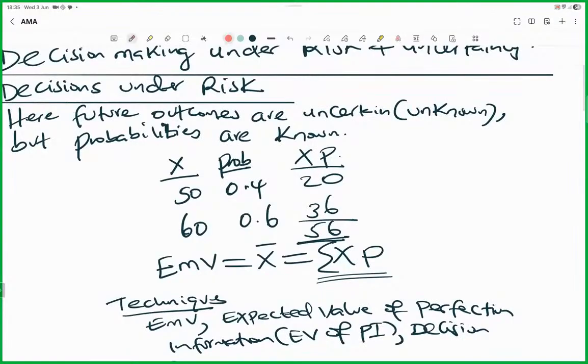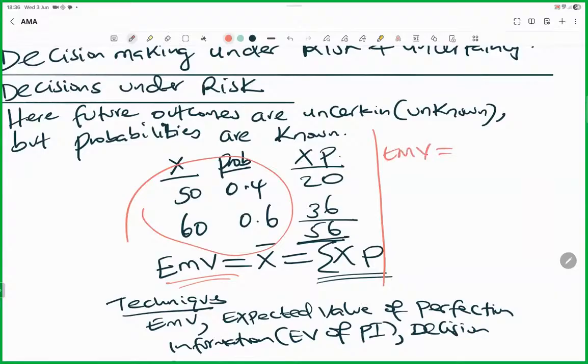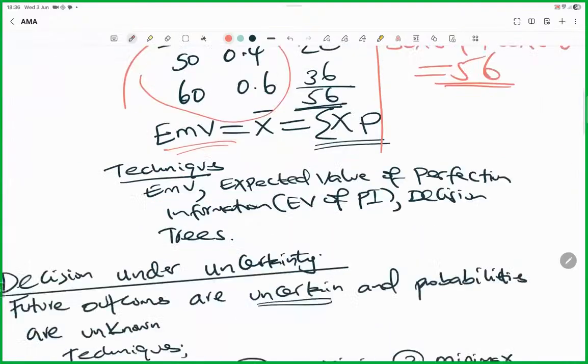Now, remember when we began this topic, we introduced this concept of expected monetary value. And we said whenever they ask you to get expected monetary value, you take the X values that we have, multiply them with their corresponding probabilities, and then add them up. Like now we had a very short example. We said you take 50 times 0.4 plus 60 times 0.6. So we're able to get that 56.